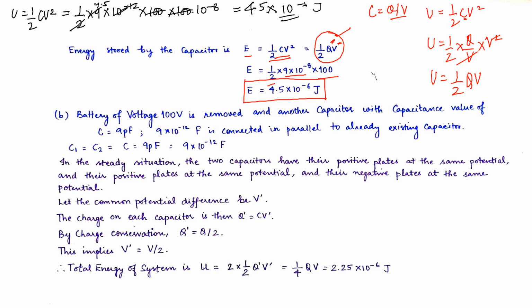Now see over here, this is the energy stored in the first case. In case 1, where the capacitor is with a battery, and here it is not 9, it is 900. That's how we are getting this answer.